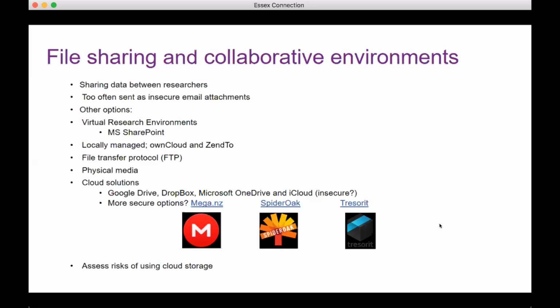What we recommend here is just to assess the risk of using cloud storage, whether these are appropriate for your data, and a very good idea would be to consult with your university or institute for advice on this. Here at the archive, we don't advise storing personal data or commercially sensitive data in the cloud. So for more information on this, you can check our guidance online.